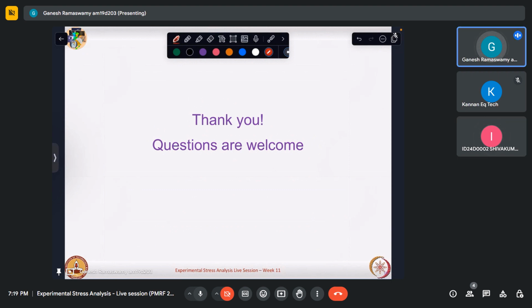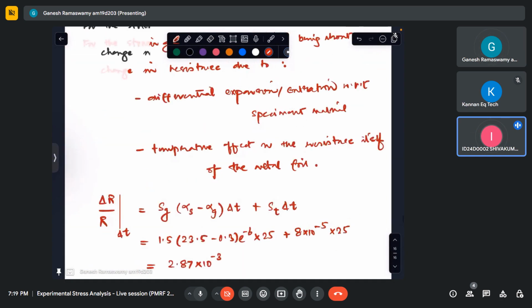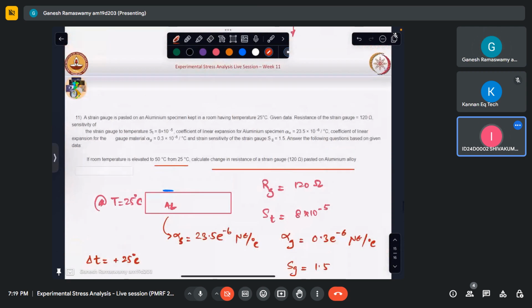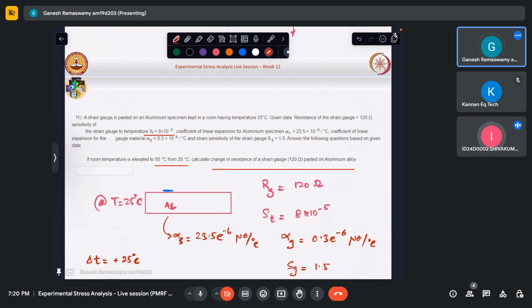No, alpha G is the coefficient of expansion. Yes, you can just take a look. Essentially, the strain gauge has a constant, which when we multiply by the temperature, accounts for the change in resistivity of the strain gauge due to the temperature. Whatever be the symbol, that is one component of it.